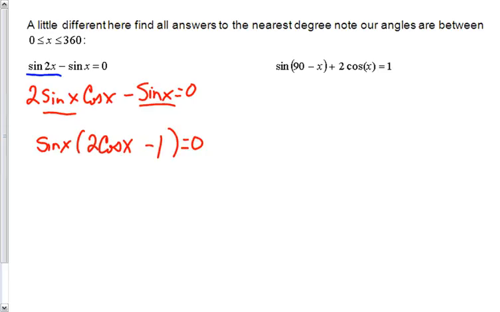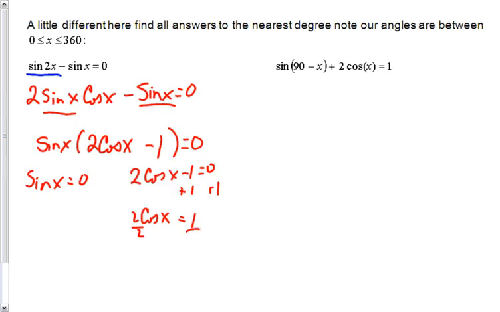A problem that I think we probably solved before, but let's do it again just to make sure. Set each term equal to 0, so sine of x equals 0, and 2 cosine of x minus 1 equals 0. Add 1 to both sides, I get 2 cosine of x equals 1, so I'm going to divide by 2. All right, so I get cosine of x equals a half.